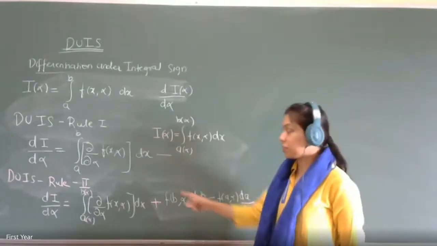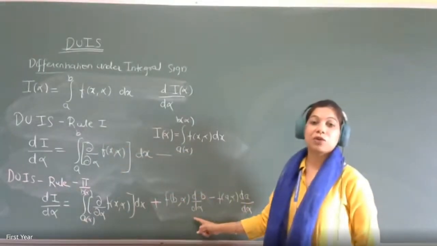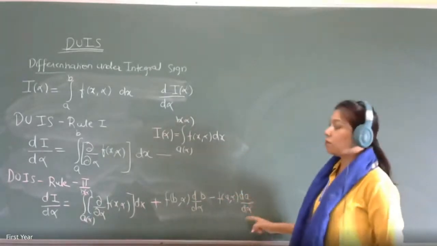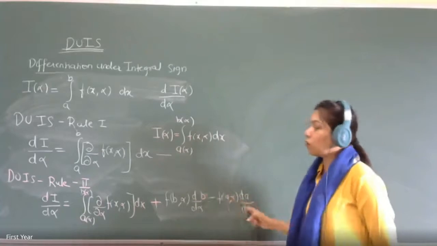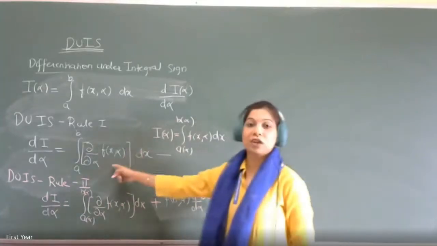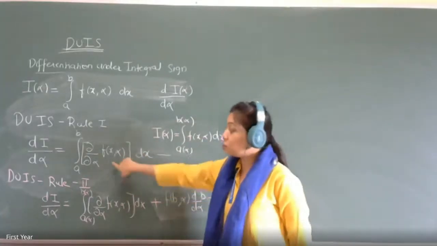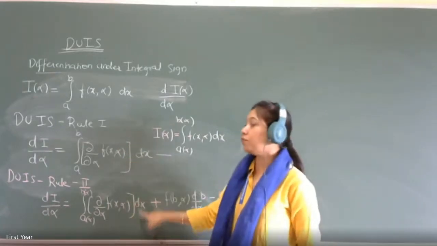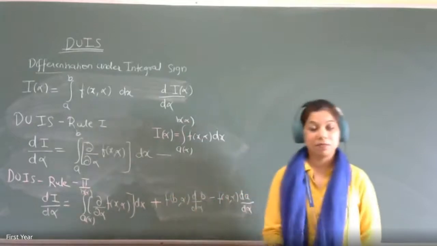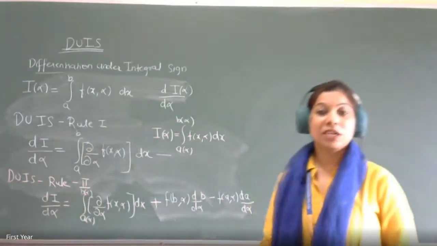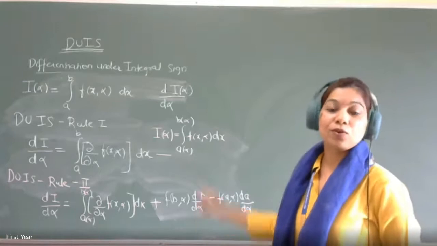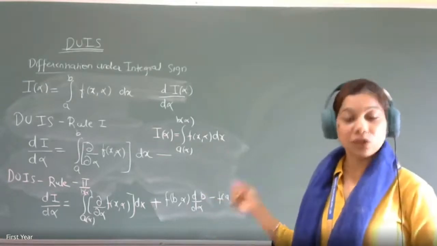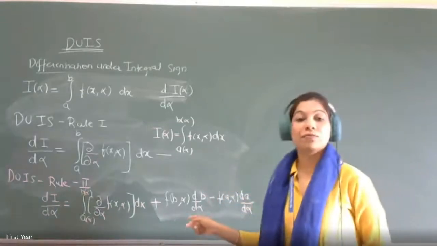Since b is constant, the derivative of a constant with respect to alpha will be 0, so this term is not there. A is constant, therefore the derivative of a with respect to alpha also will be 0. So this term will automatically go away, and only this term will remain. So there is actually no need for writing rule 1 separately. Rule 1 is a special case of rule 2. That's why rule 2 is more powerful. Is this clear?